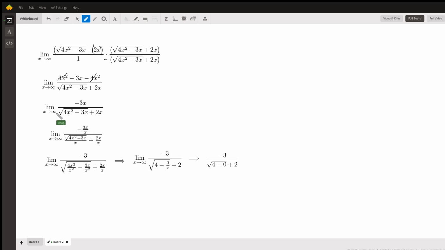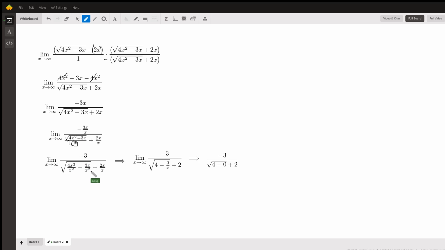Now, to find the limit as x approaches infinity, what we can do is divide every term top and bottom by x. To introduce this x into the radical, we have to picture it as the square root of x squared. And now we can divide that into each term under this radical.